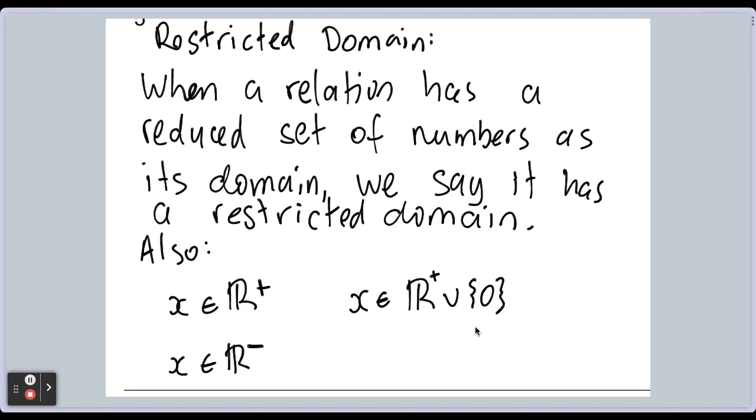Okay, when a relation has a reduced set of numbers as its domain, it still might be infinite, but if it's been reduced, we say that that is a restricted domain. You are already familiar with this. Do you remember the application problems that you've done in previous years? You had to come up with a function, and then they would say, graph the bit that makes sense for the application problem. And so maybe it was this, and you had to go, oh, well, it can't be this, and it can't be that, and it can't be 0 either, so I'll put a circle there. And that was the actual function.